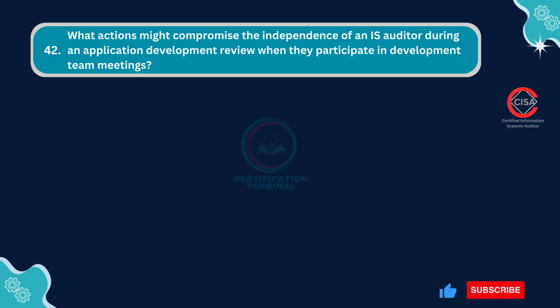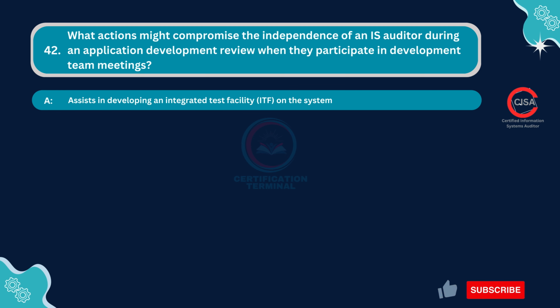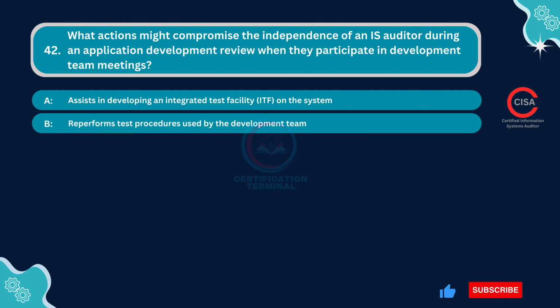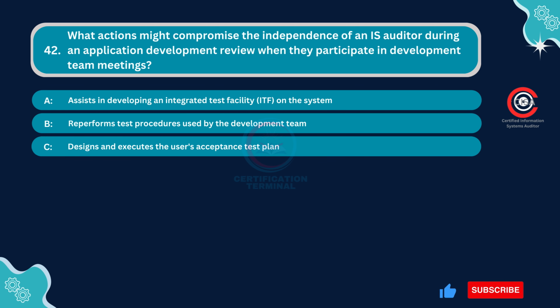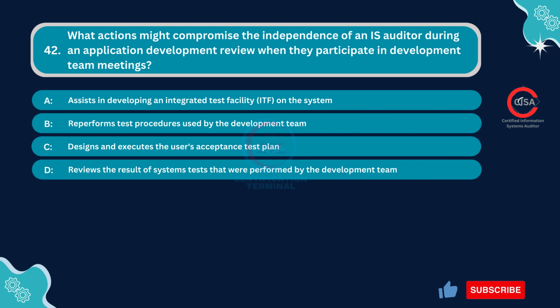Question number 42. What actions might compromise the independence of an IS auditor during an application development review when they participate in development team meetings? Option A, assists in developing an integrated test facility on the system. Option B, reperforms test procedures used by the development team. Option C, designs and executes the user's acceptance test plan. Option D, reviews the result of systems tests that were performed by the development team.